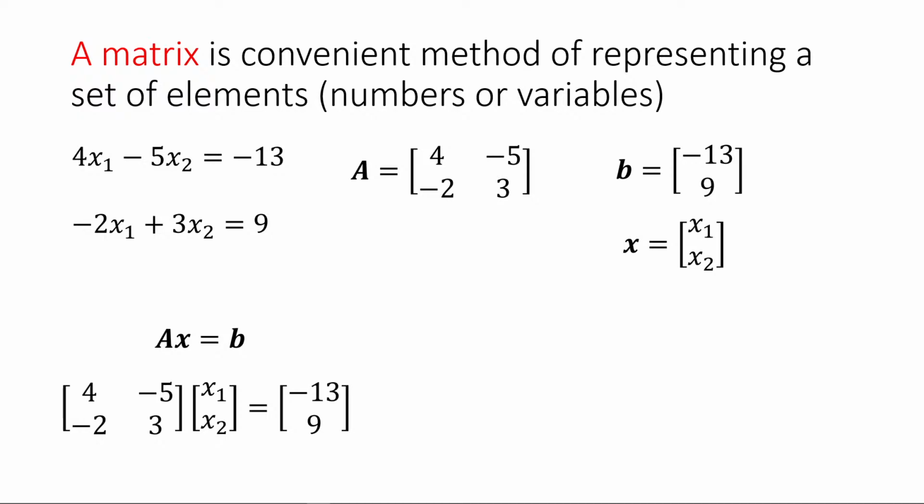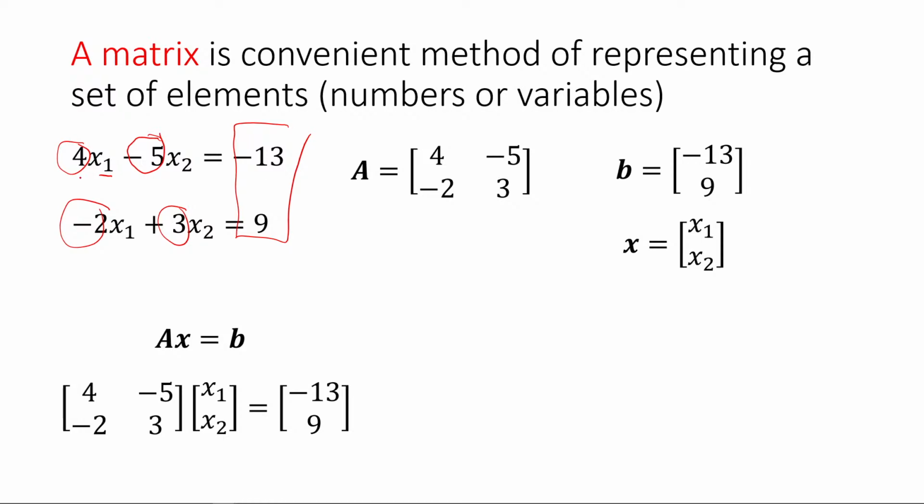So in linear algebra, we have a system of linear equations, for example, and we can express this in a convenient way, in a matrix form. So I have here my right hand side, and I have here these coefficients. The coefficient for x1 is 4, for x2 is -5. For x1 here is -2, for x2 here is 3, and this is my right hand side.